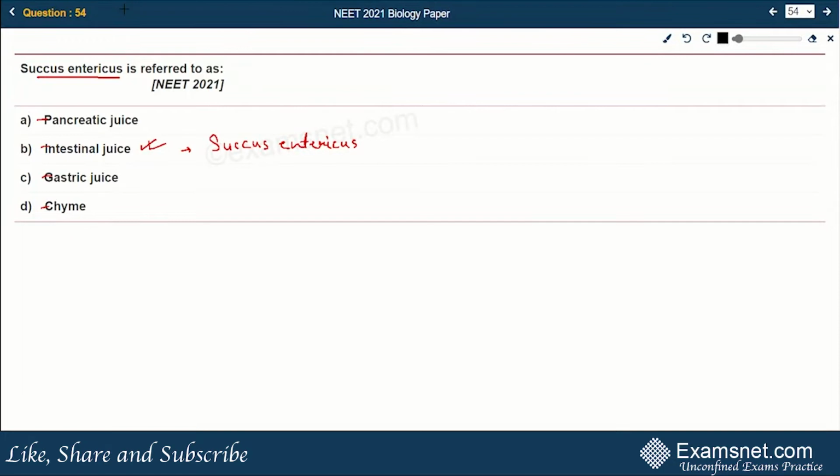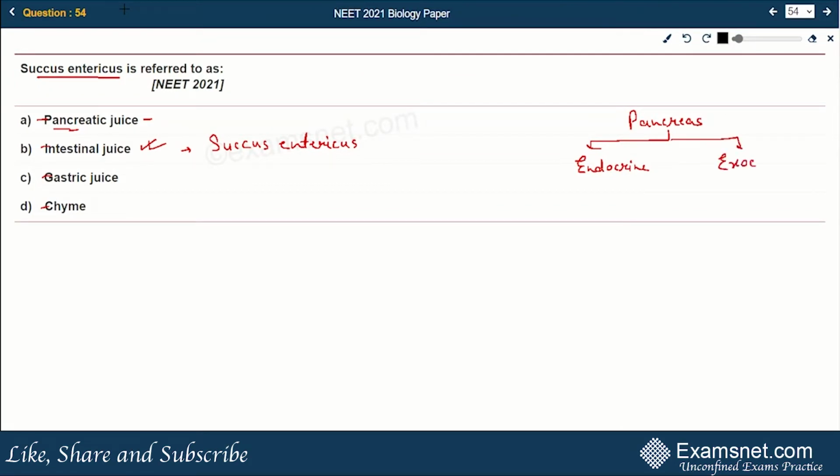Now, this was a very direct question. We'll also deal with other options. First one is pancreatic juice. As the name suggests, you can easily guess that it is a juice that is released by the pancreas. But we know that the pancreas has two types of secretions. First is endocrine secretion and the other is exocrine secretion.